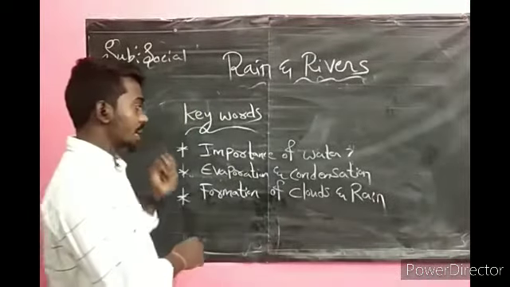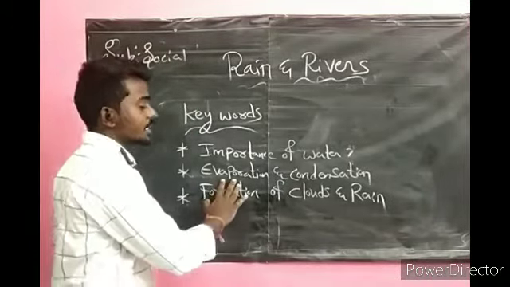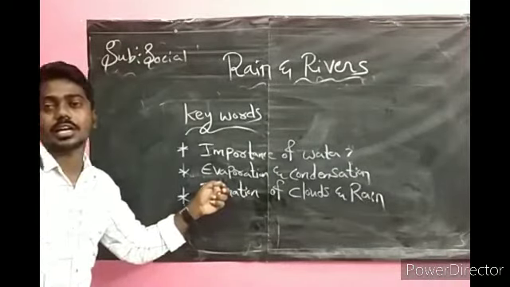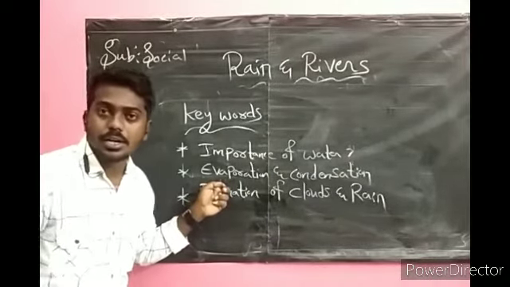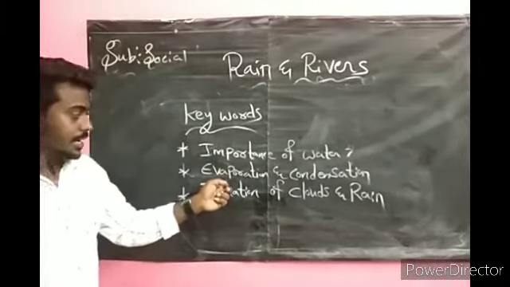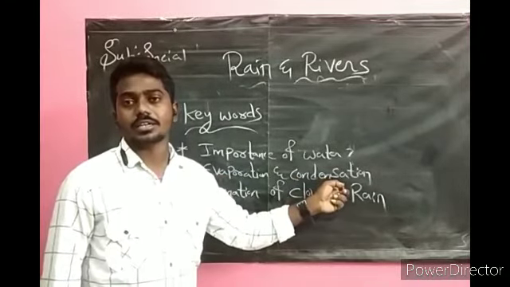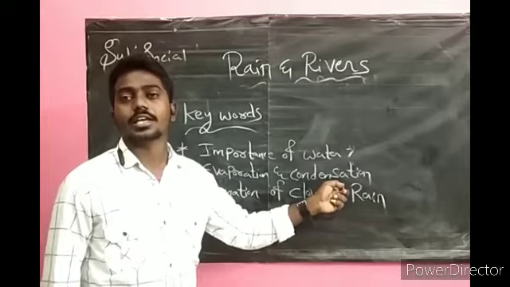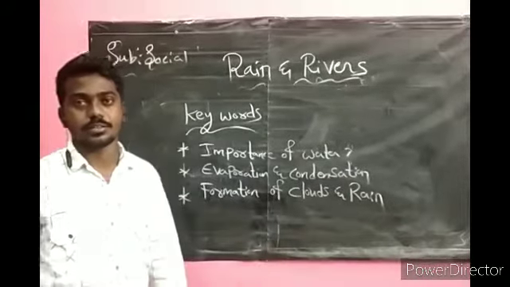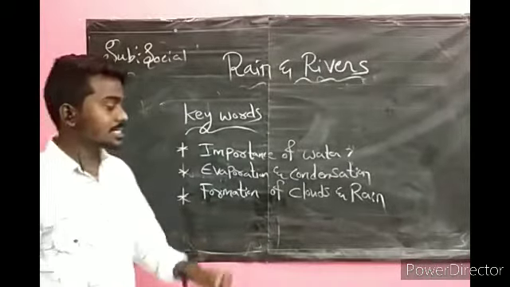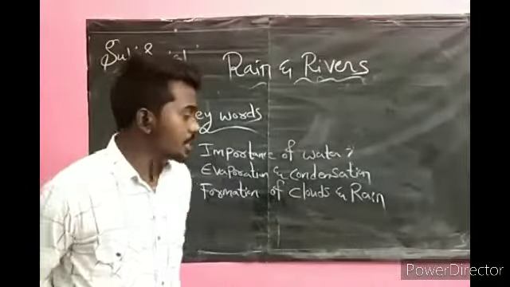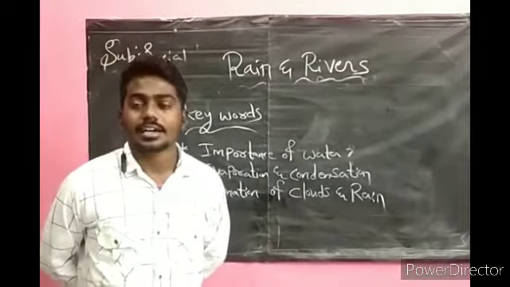Okay, next I told about the evaporation. Water changes into water vapor is called evaporation. I told the story of Pranavi. Next, water vapor changes into water with the help of cooling air is called condensation. And at last, we learn formation of clouds and rain.